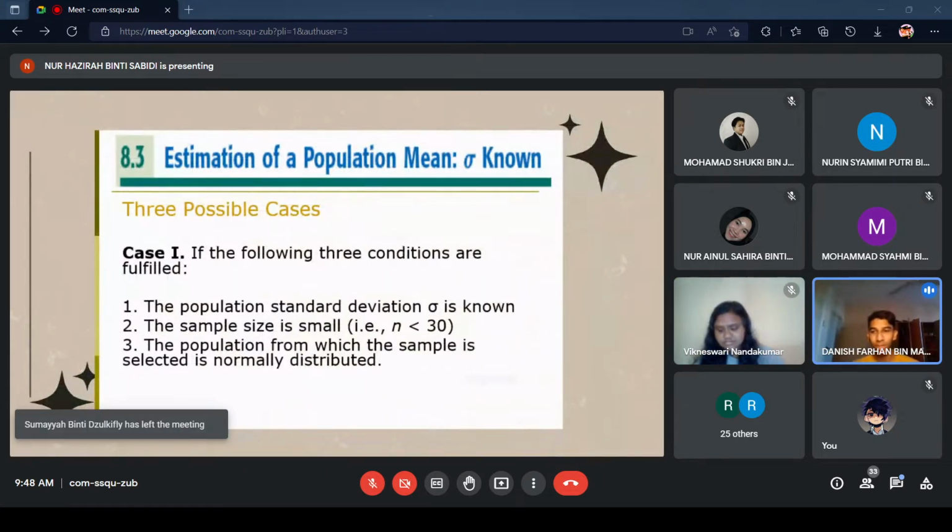There are three possible cases in this subtopic. The first one is the standard deviation of the population is known. The second one is the sample size is small. And the last one is the population from which the sample is selected is normally distributed.